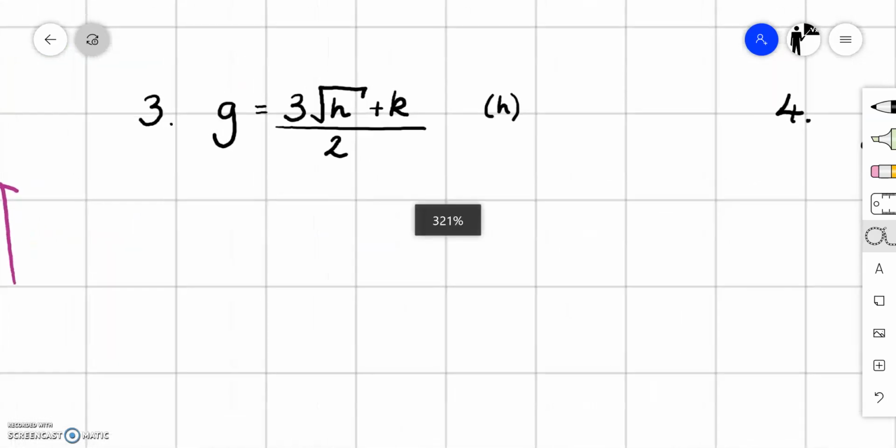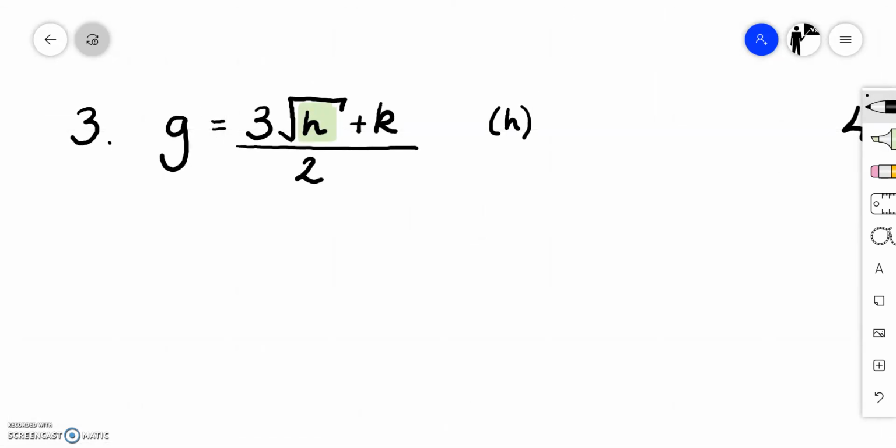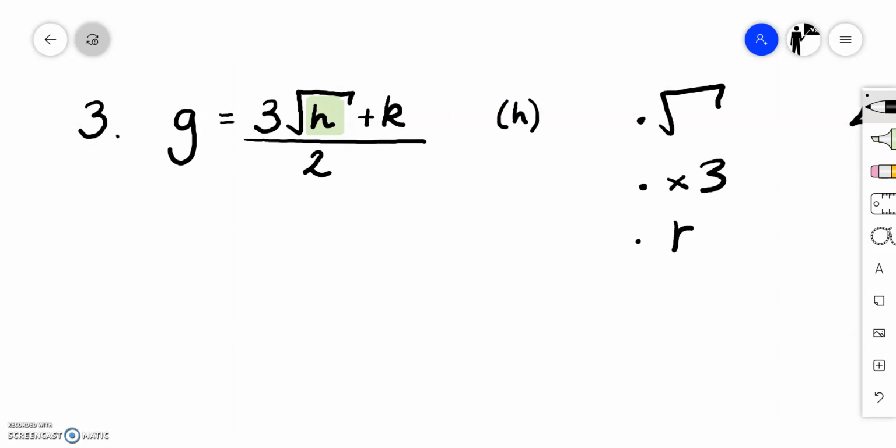We want to make h the subject of the formula. The goal is we want it to be h equals. Let's think about what has happened to the subject. Well, the first thing that happened was it was square rooted. Then it was multiplied by 3. Then we added k. Then we divided by 2. So if I want to get h on its own, I'm going to need to work in the opposite direction and apply the inverse operation.